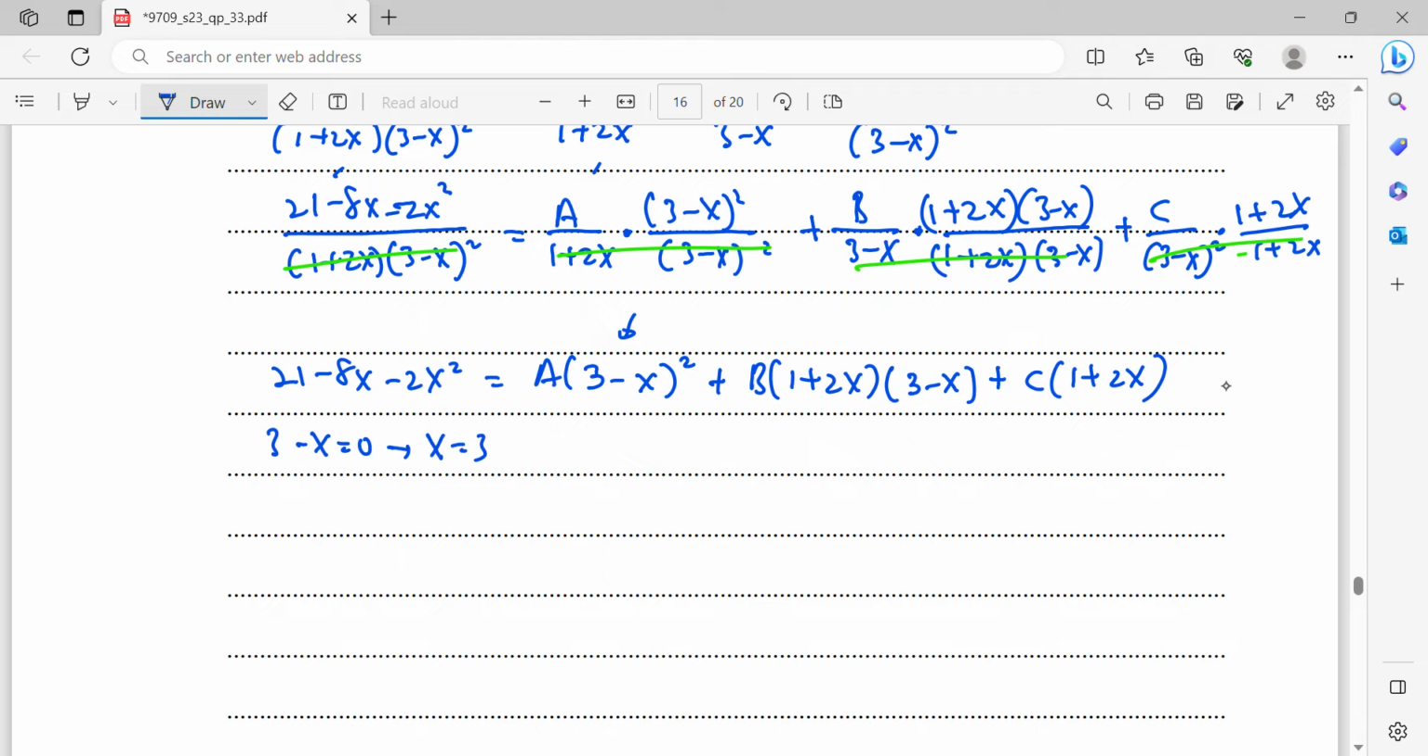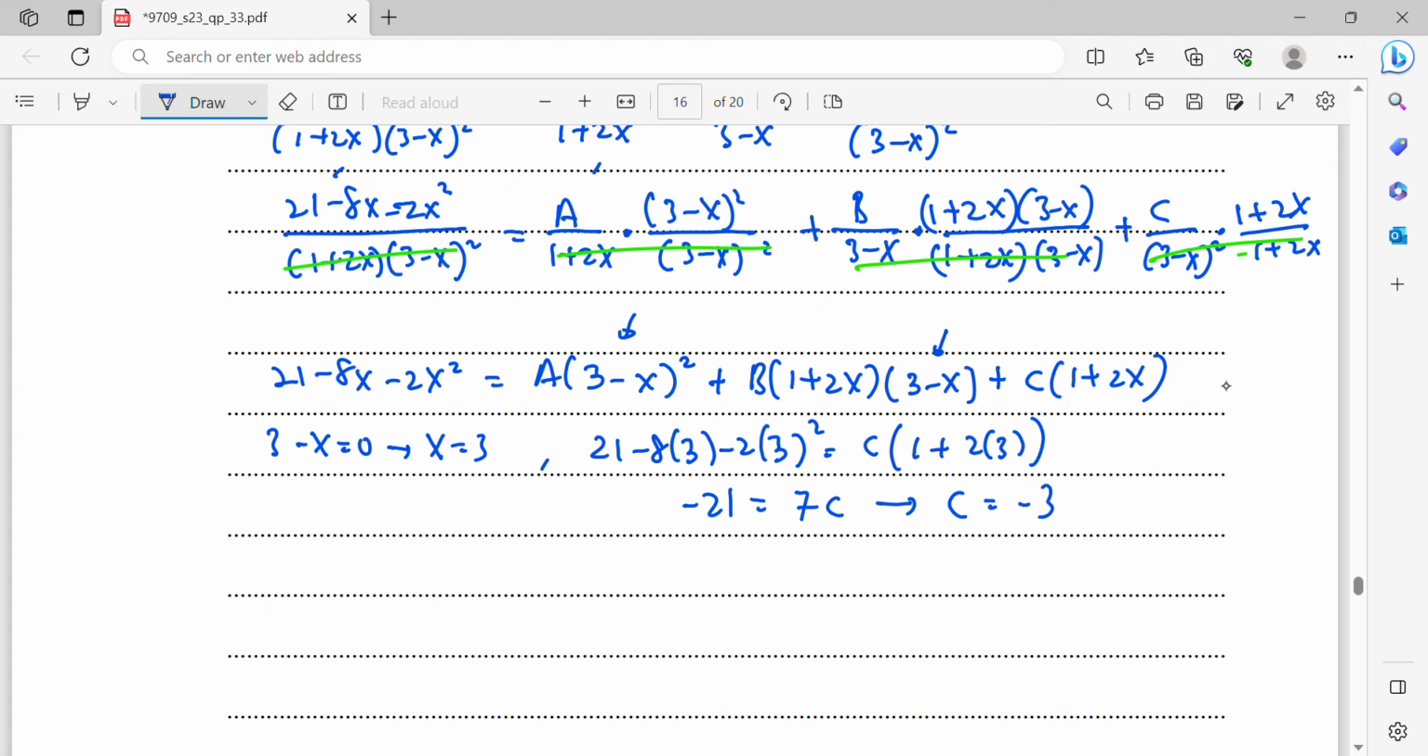So from here, on the left hand side, 21 minus 8 times 3 minus 2 times 3 squared equals, whenever you see 3 minus x, that means it will be 0. Then I can find the c directly. So 1 plus 2 bracket 3. So the left hand side will be negative 21. Then the right hand side is 7c. That means c is minus 3.